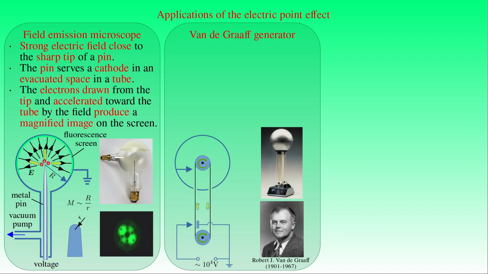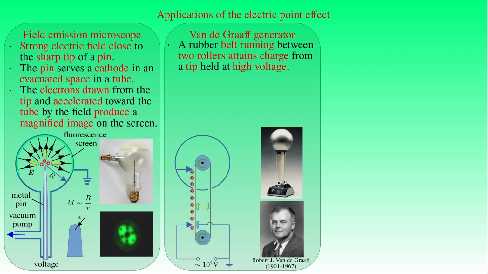working principle. A rubber belt, sometimes made of silk or other elastic dielectric material, runs between two rollers driven by an electric motor. Due to the point effect, the belt attains charge from the tip held at the potential of a couple thousand volts, and the charge is transferred by the moving belt into a hollow metal sphere, also known as dome.